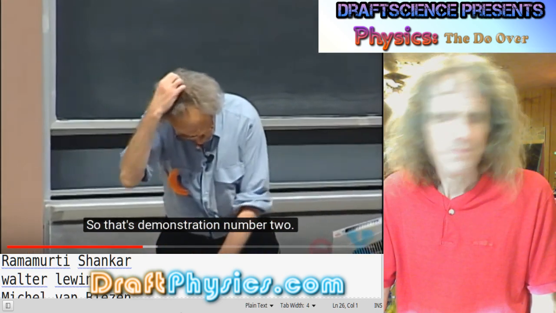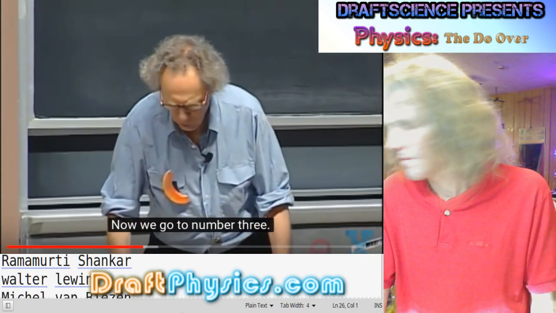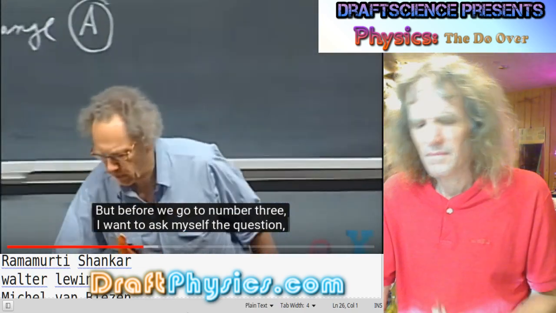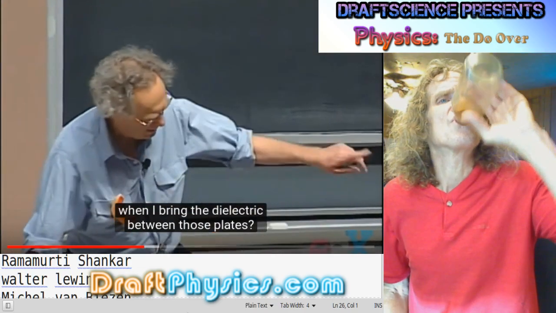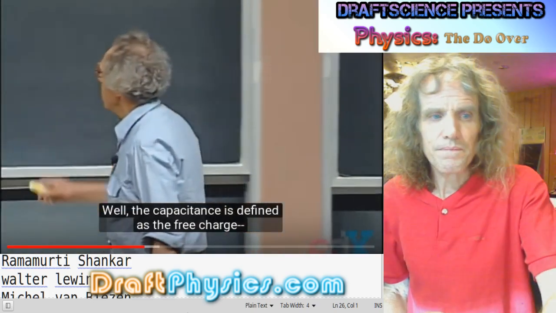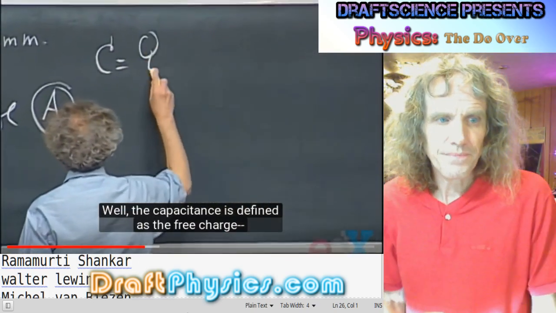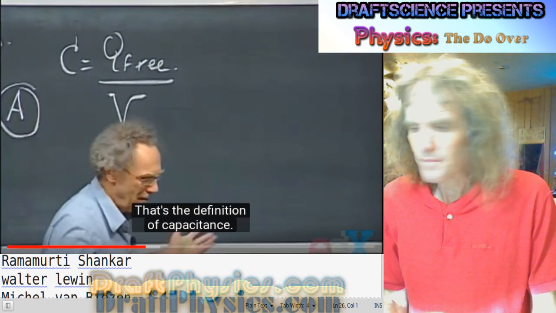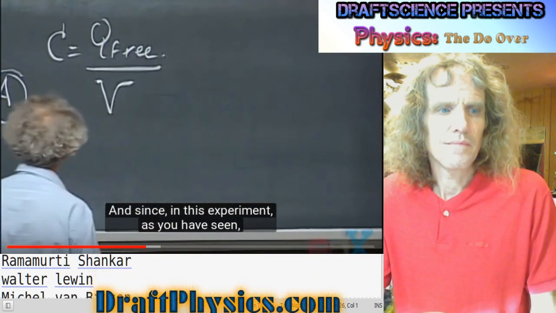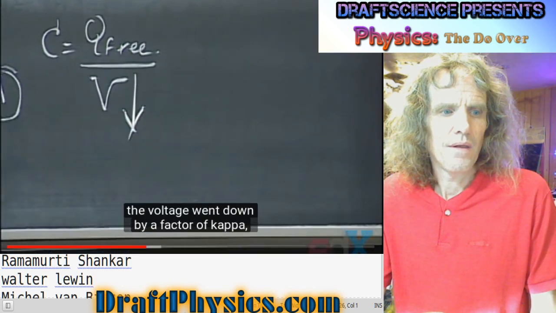Now we go to number 3. But before we go to number 3, I want to ask myself the question, what actually happened with the capacitance when I bring the dielectric between those plates? Well, the capacitance is defined as the free charge divided by the potential difference over the plates. That's the definition of capacitance. And since in this experiment, as you have seen, the voltage went down.